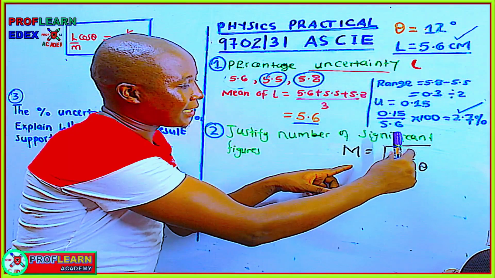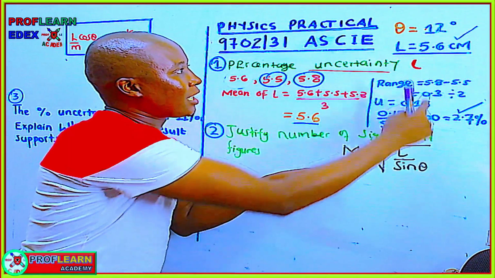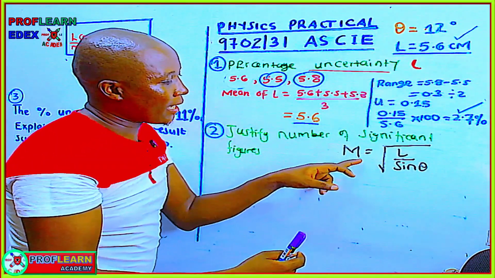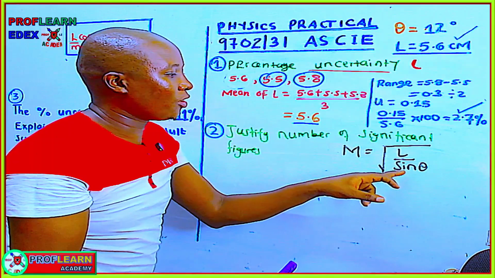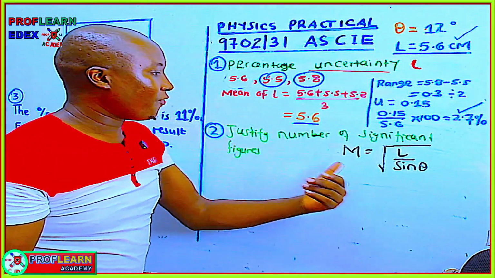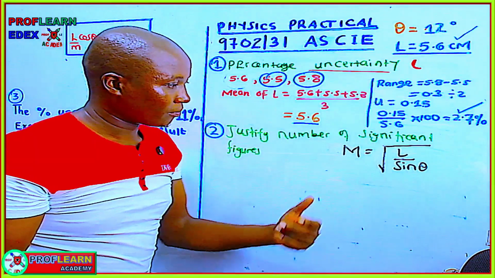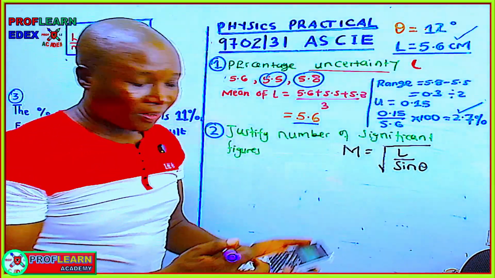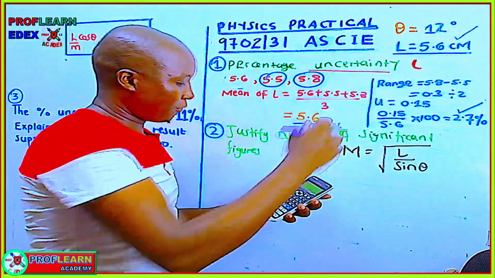You had measured L, you had measured an angle theta. So they are telling you M is equal to the square root of L over sine theta. They are asking you to find the value of M. Now, if you are told to find the value of M, of course, you are going to put 5.6.